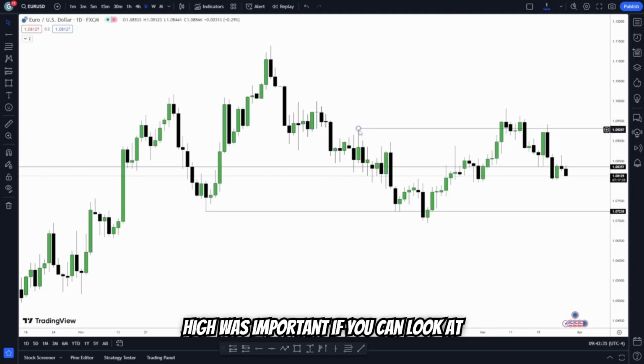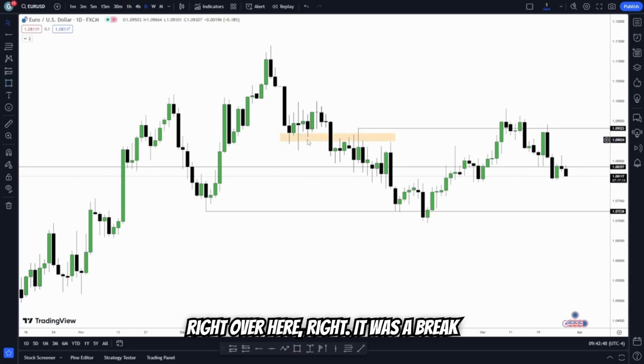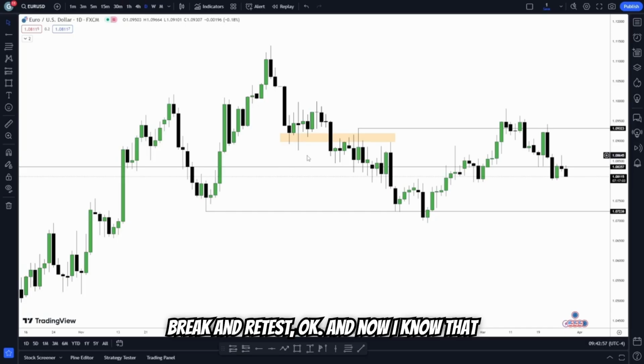Now why this high was important, if you look closely, the setup which I told you in the 15-minute time frame, you can use it over here also. We can see that there was a break and retest right over here, right? It was a break and then a retest, and the market fell down. All the traders can see this break and retest. All the people on TradingView can see that this is a break and retest, okay.